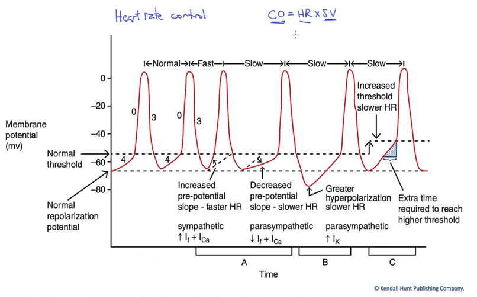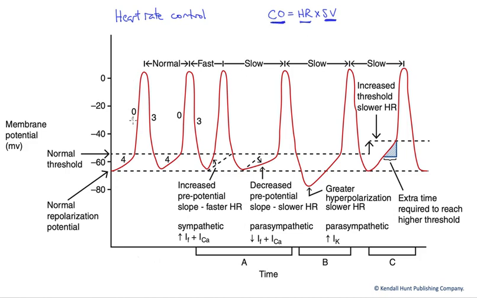Now, one example of when cardiac output would need to be altered would be during exercise. And so we're going to get alterations in the output of our sympathetic and parasympathetic nervous systems to adjust both heart rate and stroke volume, allowing us to match our blood flow to metabolic need.